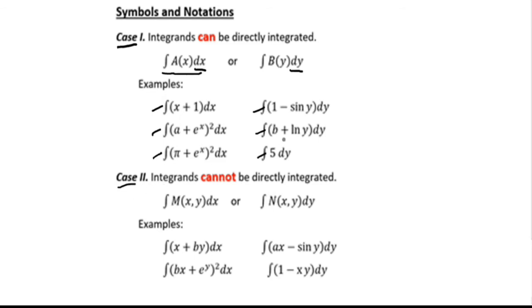For case 2, the integrands cannot be directly integrated and are denoted by integral of M(x,y) dx or integral of N(x,y) dy. Here, both of them contain variables x and y. Examples are provided. The first example, integral of x plus y dx. The same situation applies to the other three examples that each contain variables x and y. Now, let us review the solution of differential equations.